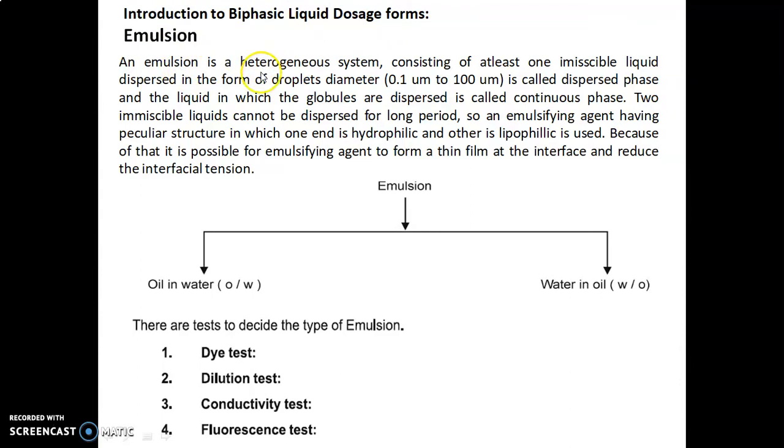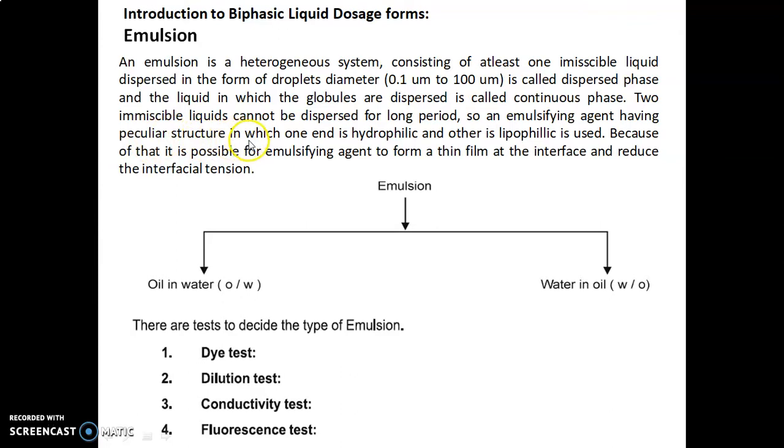An emulsion is a heterogeneous system consisting of at least one immiscible liquid dispersed in the form of droplets with a diameter of 0.1 micrometer to 100 micrometer, called the dispersed phase, and the liquid in which the globules are dispersed is called the continuous phase.